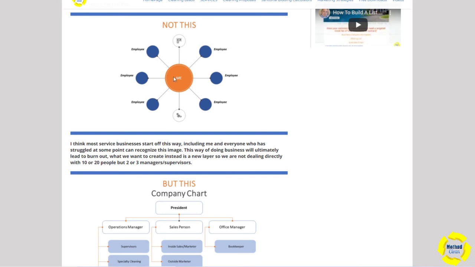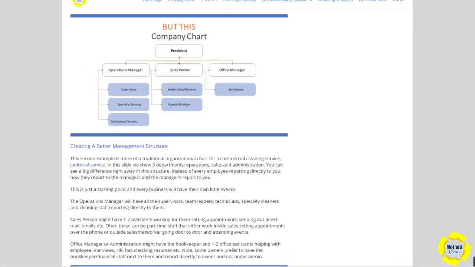See, this is what happens. This is why it is so important to lay out what your management structure is going to be, because this is what happens to most cleaning companies and why people quit and they hate it, because this is you, the boss, and everybody comes to you. Every employee, every vendor, everybody comes to you, and all the pressure's on you. But we want to avoid that.